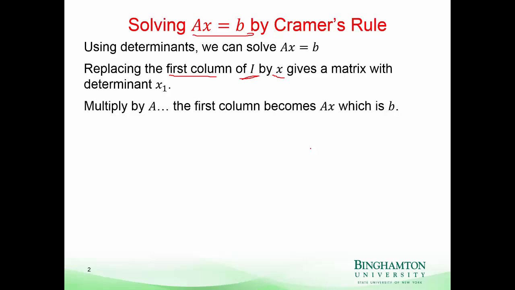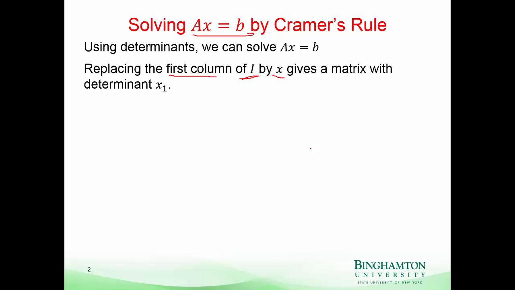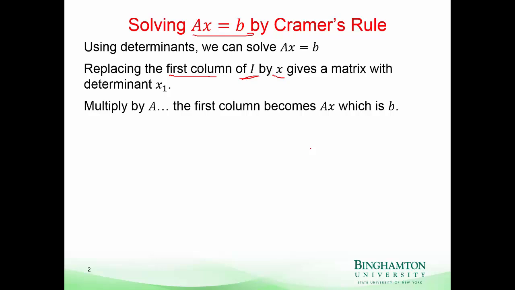If you take the determinant of that resulting matrix, you should be able to puzzle out that the result will be x1. And you should also be able to puzzle out that if you were to replace the second column of the identity matrix by the x vector, the result would be x2 when you take the determinant, and so on and so on. Now let's set that idea aside.